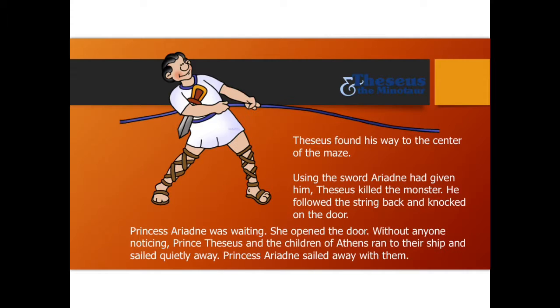Theseus found his way to the center of the maze. Using the sword Ariadne had given him, Theseus killed the monster. He followed the string back and knocked on the door. Princess Ariadne was waiting. She opened the door. Without anyone noticing, Prince Theseus and the children of Athens ran to their ship and sailed quietly away. Princess Ariadne sailed away with them.